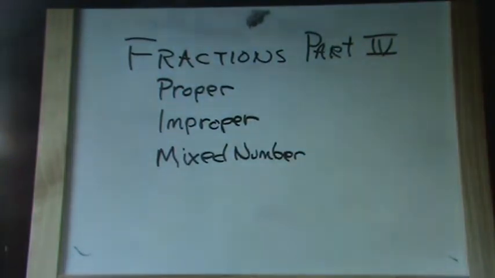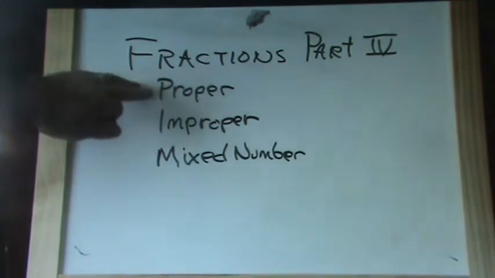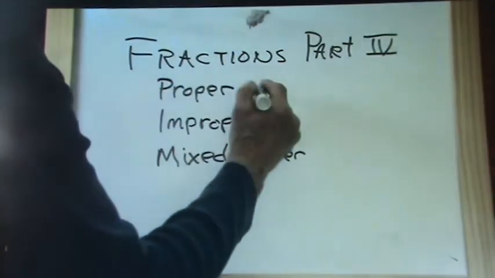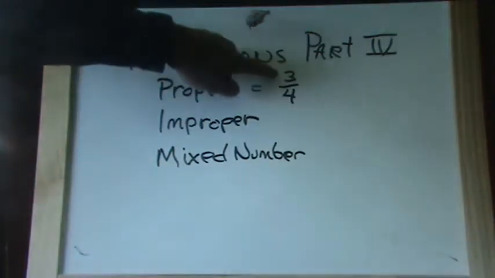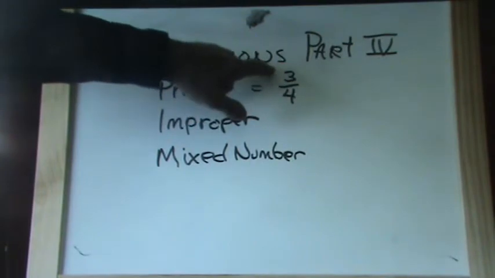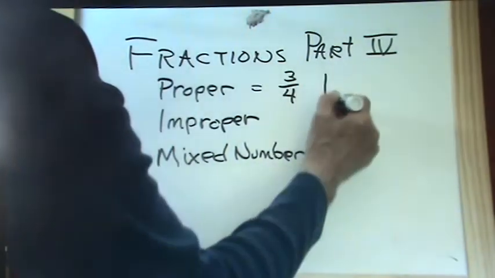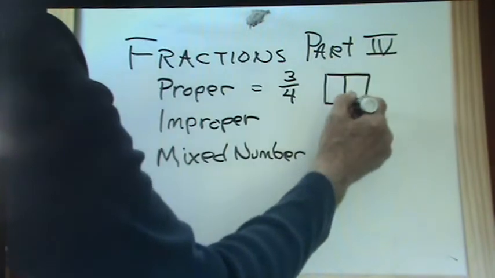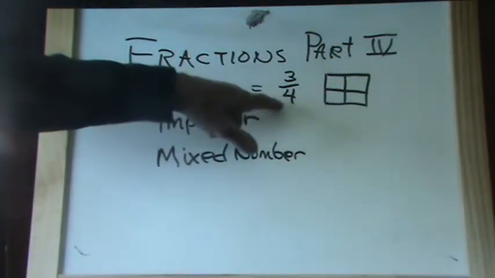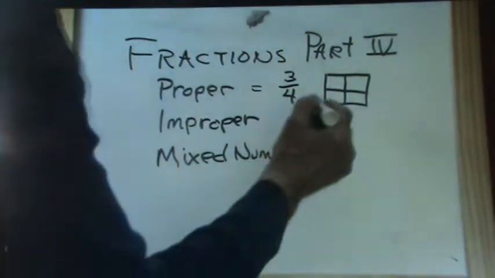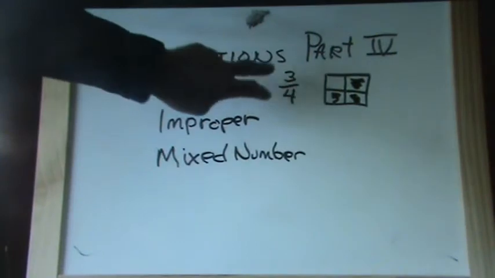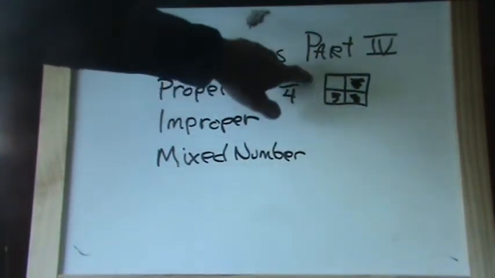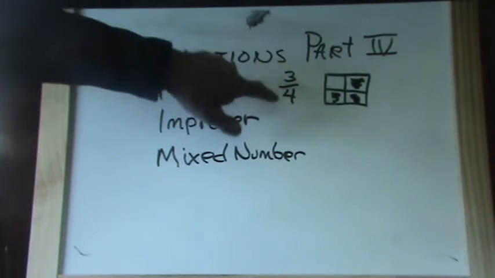Second concept we talked about in fractions is the different types of fractions. So we talked about proper fractions. Proper fraction, the numerator is always smaller than the denominator, so 3/4. We know there were 4 pieces in the whole, and we're interested in using 3 of them. So proper fractions are always less than 1 whole. Always less than 1 whole.